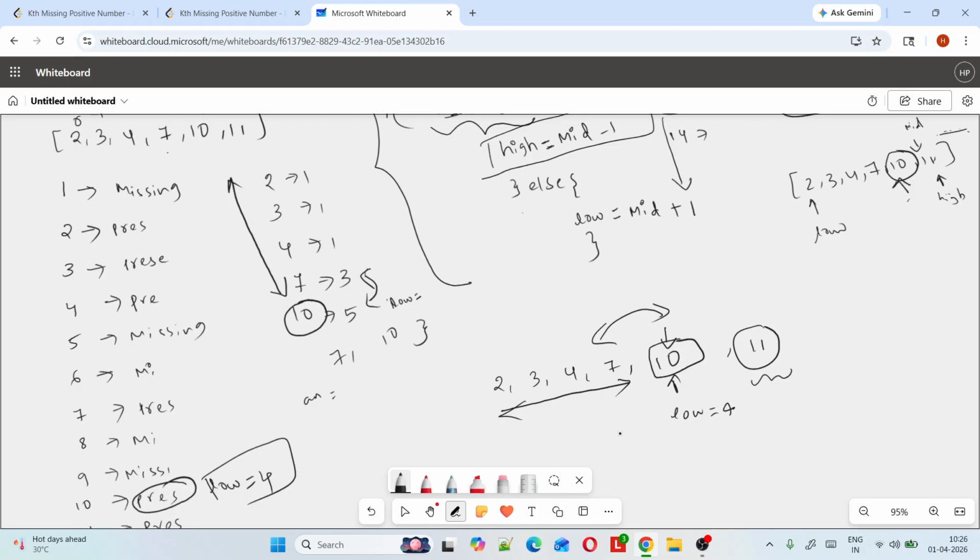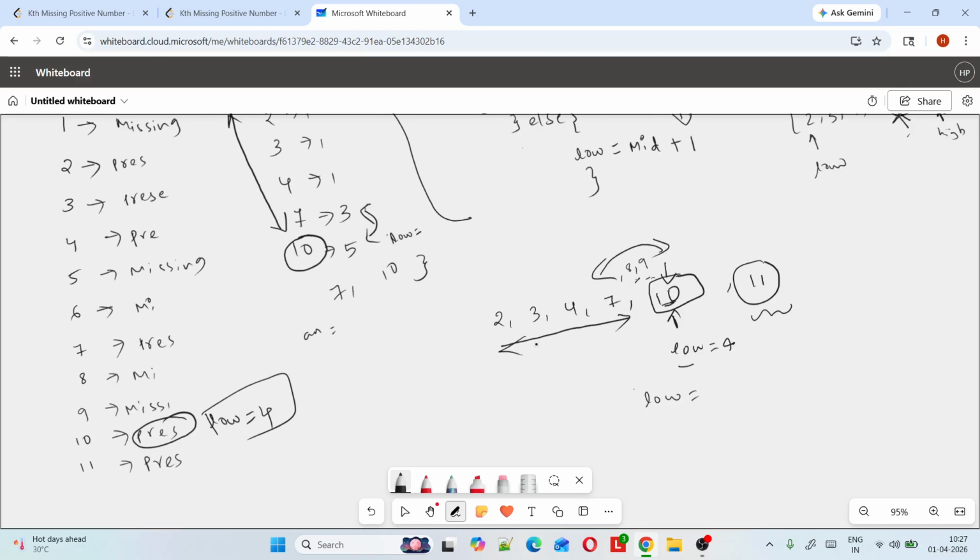Since our answer also lies between these two, how many numbers are missing in between? 8 and 9 are missing, only between 7 and 10. So how many numbers are before this index number? There are four numbers before this 10. Four numbers.